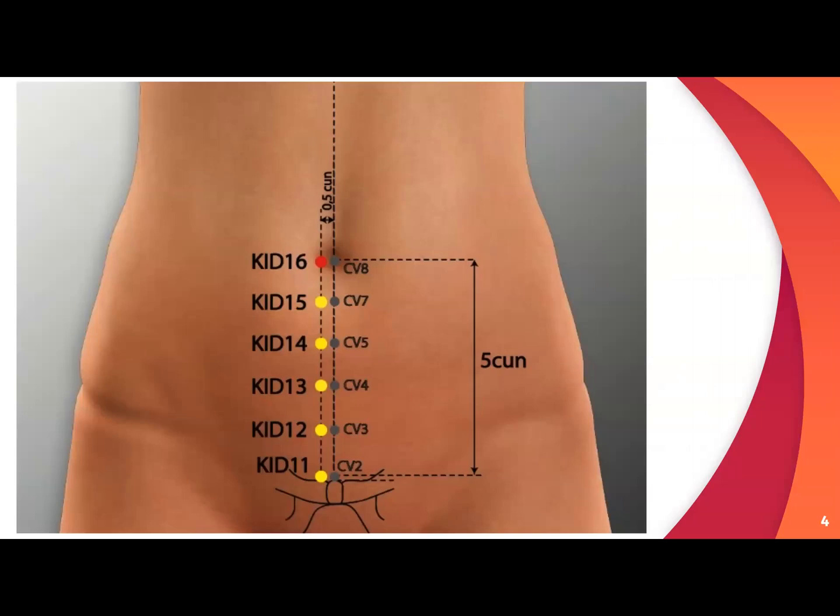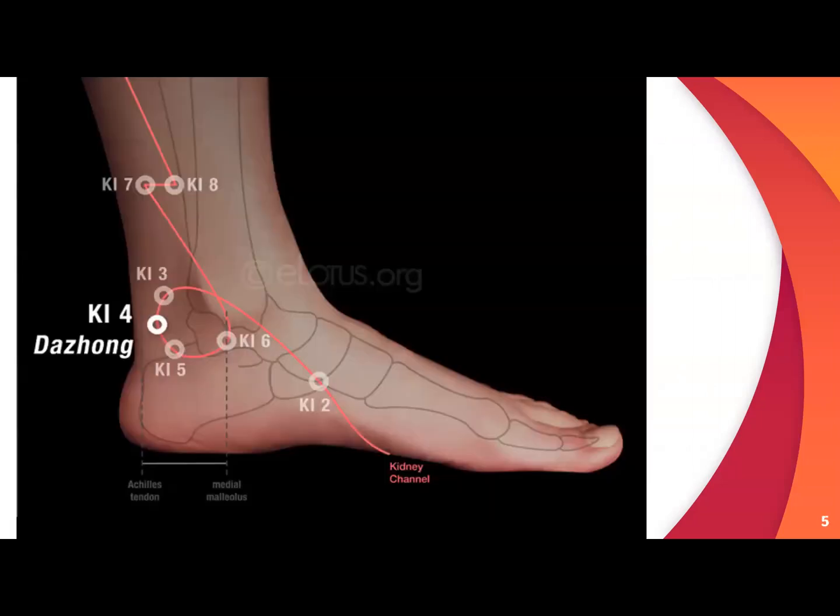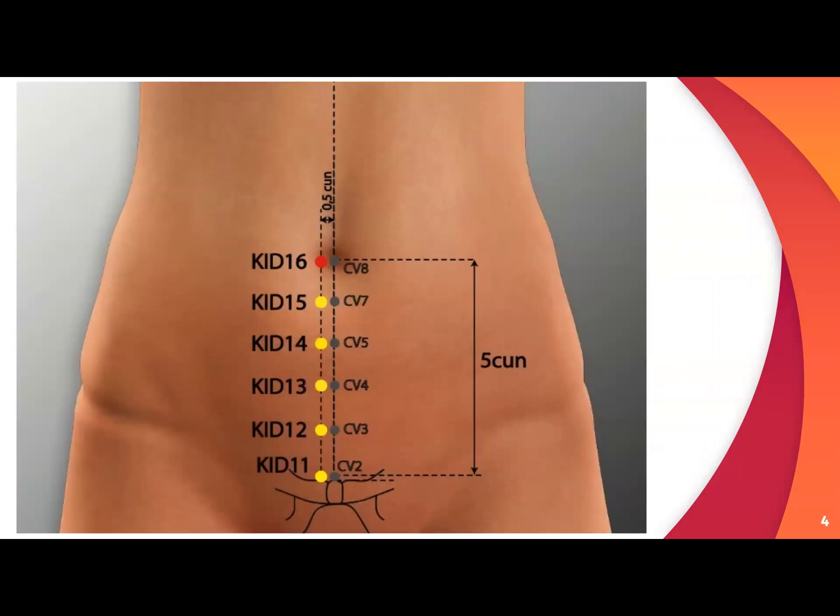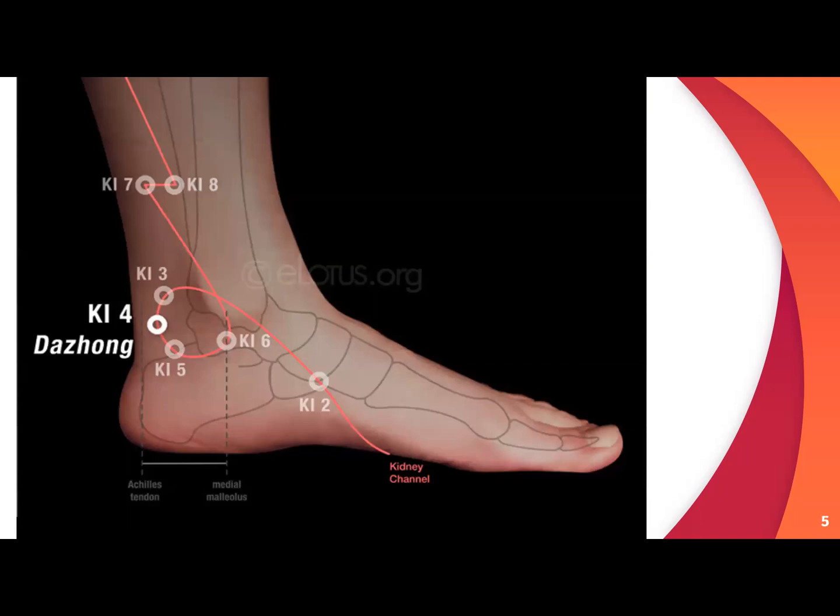So we have here the kidney points. Kidney 16. Another, we have kidney 4, between the medial malleolus.